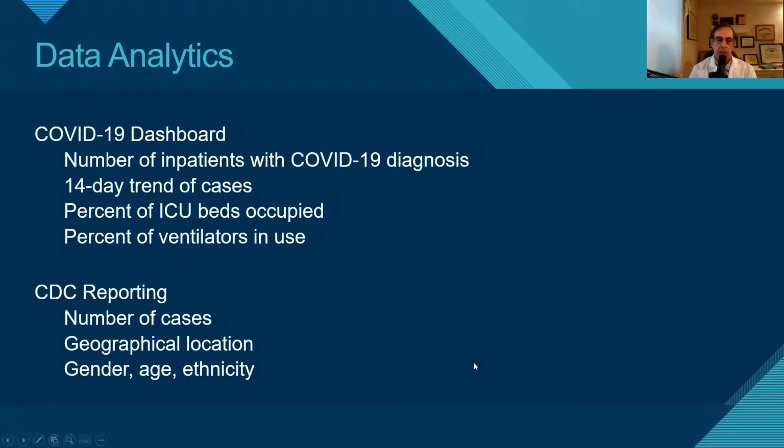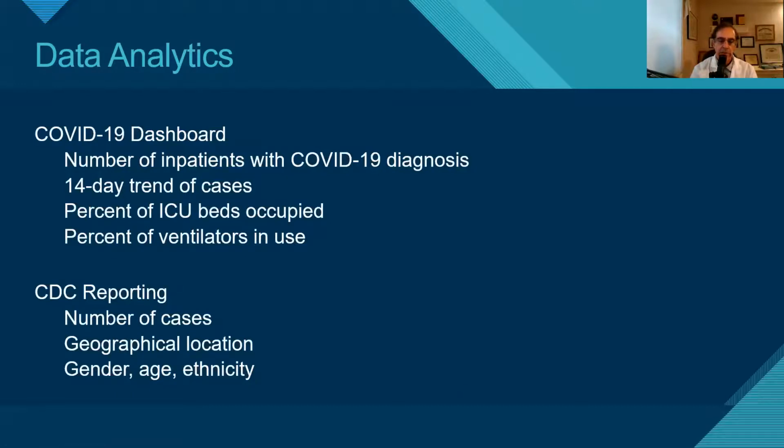In today's world, if we look at the pandemic in our hospitals, an example of how we might do real-time data analytics is we could have a COVID-19 dashboard. And this might tell us how many patients we have in our hospital right now at any given moment. An administrator can sit at their computer and look at the dashboard and see how many patients have been diagnosed with COVID-19 in the hospital.